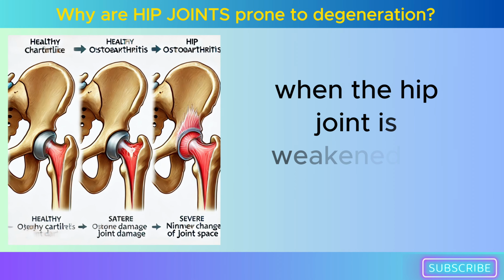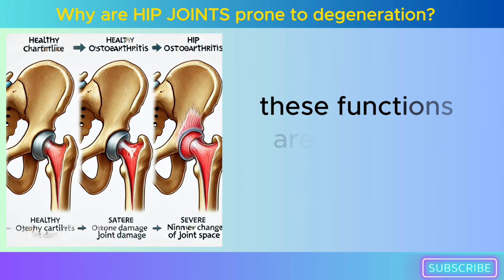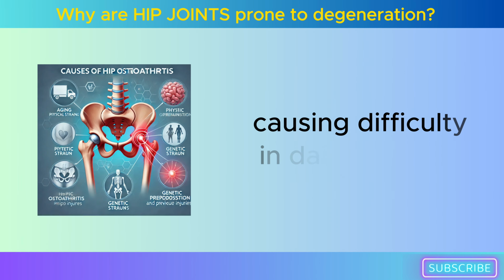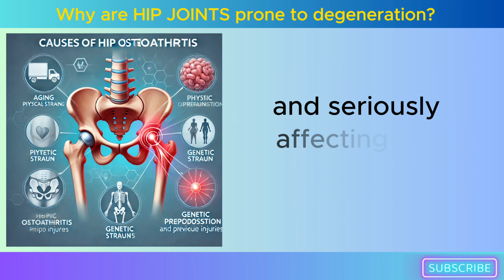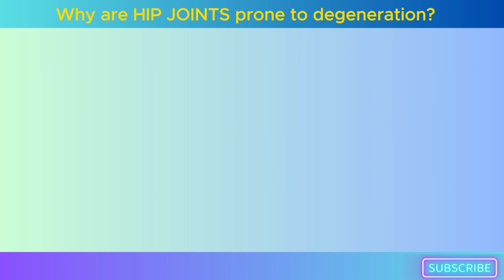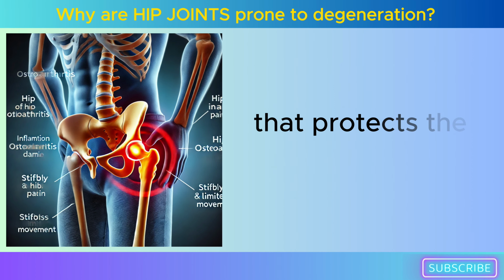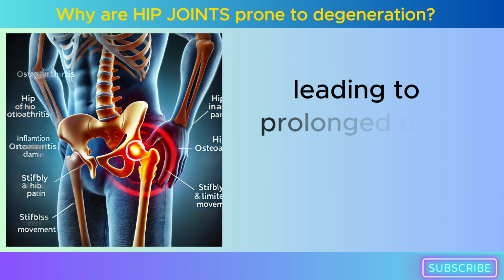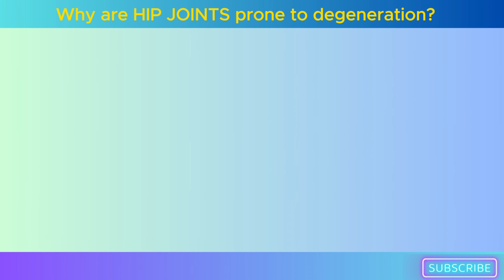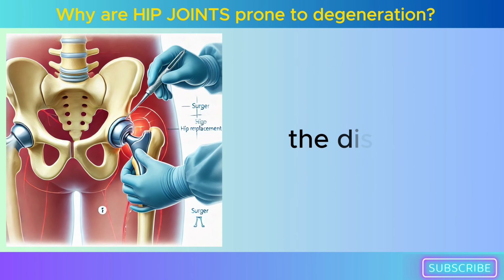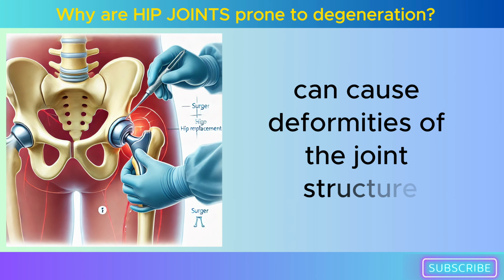When the hip joint is weakened by degeneration, these functions are gradually lost, causing difficulty in daily activities and seriously affecting the quality of life. What is hip osteoarthritis? The main cause of hip osteoarthritis is the wear and tear of the cartilage that protects the joint over time, leading to prolonged pain and reduced mobility. Without early intervention, the disease can cause deformities of the joint structure.